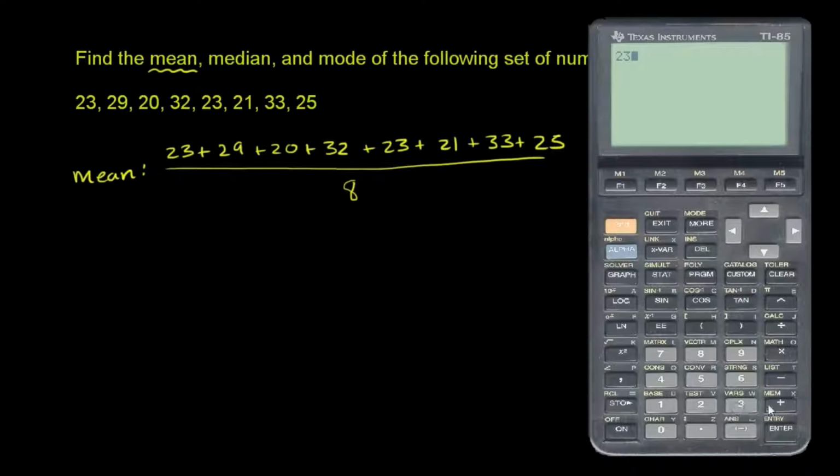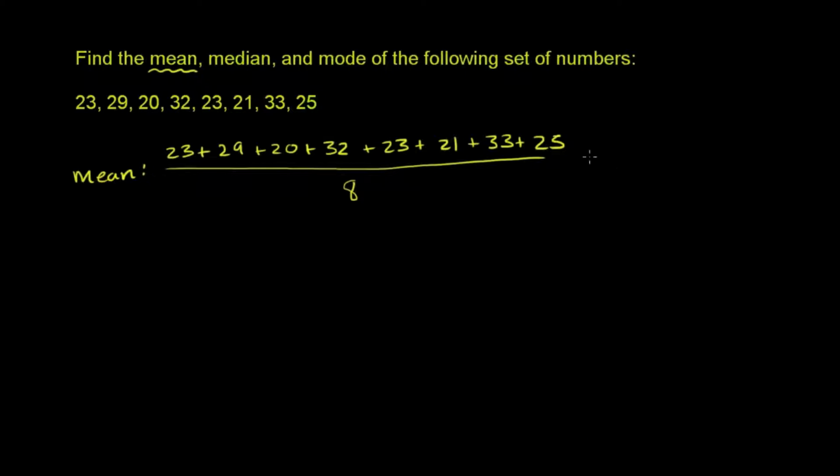So we have 23 plus 29 plus 20 plus 32 plus 23 plus 21 plus 33 plus 25. So the sum of all the numbers is 206. And then we want to divide 206 by 8. So 206 divided by 8 gets us 25.75. So the mean is equal to 25.75. So this is one way to kind of measure the center, the central tendency.